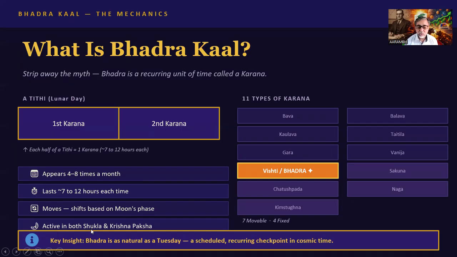Bhadra is active in both Shukla Paksha and Krishna Paksha. There are 11 types of Karna: Bava, Kaulava, Gara, Vishti, that is Bhadra, Chatuspada, Kimstughna, Balava, Taitila, Vanija, Shakuni, Naga. Seven are movable and four are fixed.